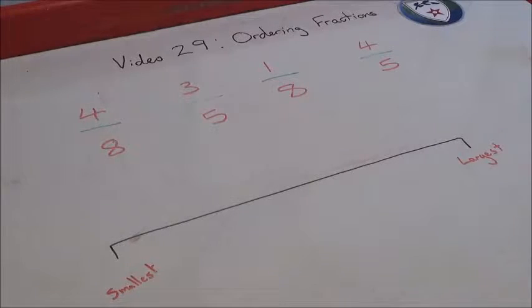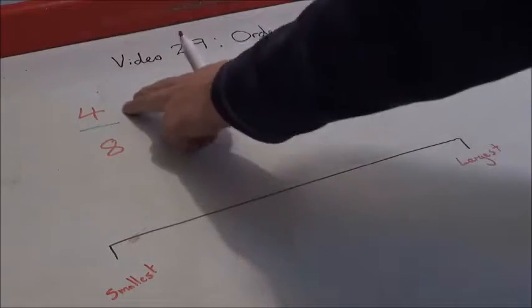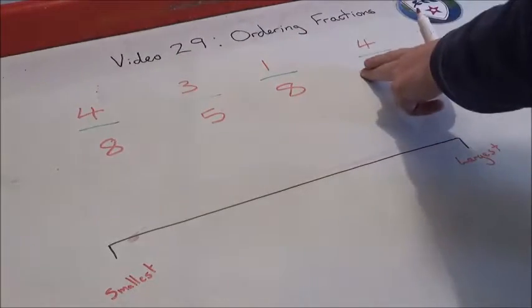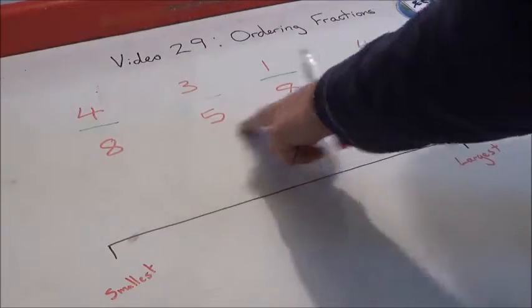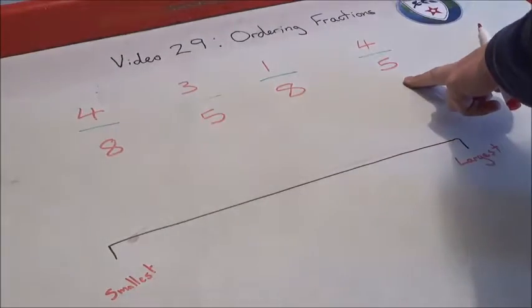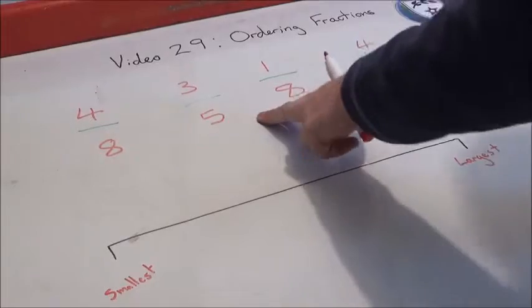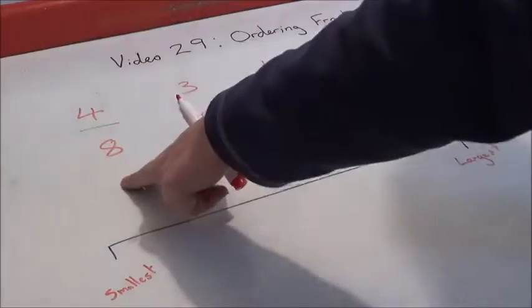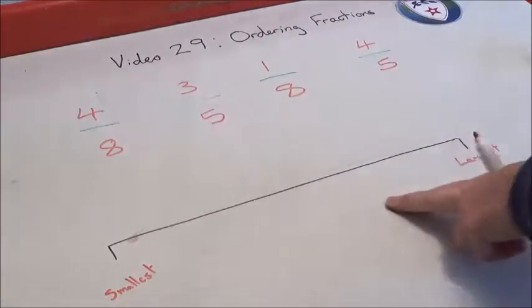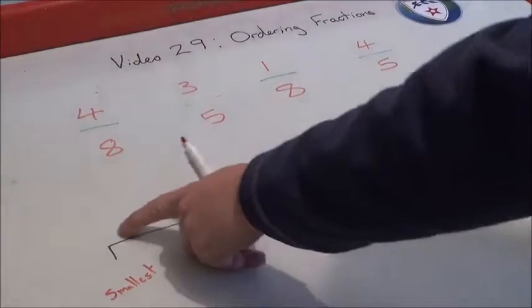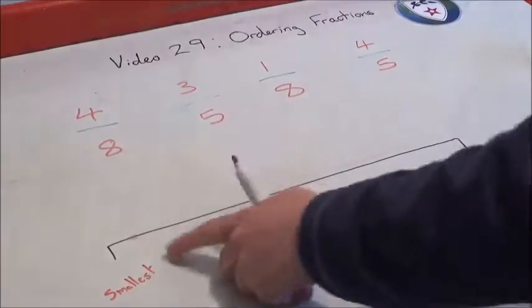Here we go. We have 4 fractions for you to order. We have 4/8, 3/5, 1/8, and 4/5. So the first thing you'll need to do is find a common denominator, so a denominator that will all be the same, and then we will need to use our equivalent fraction knowledge to convert them, and then order them on our line underneath. Pause the video now to have a go, and we'll see you in a bit.